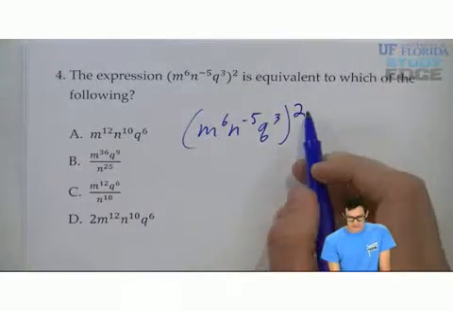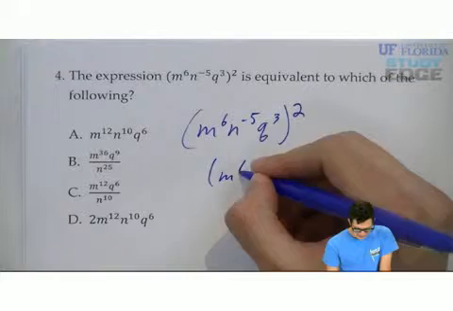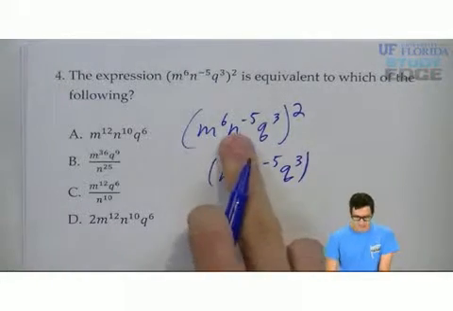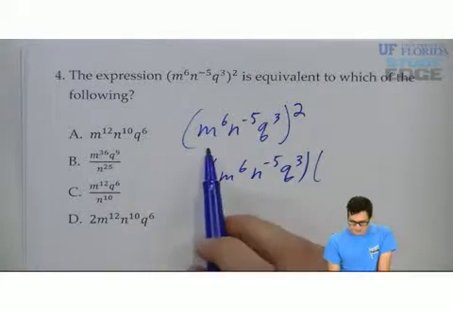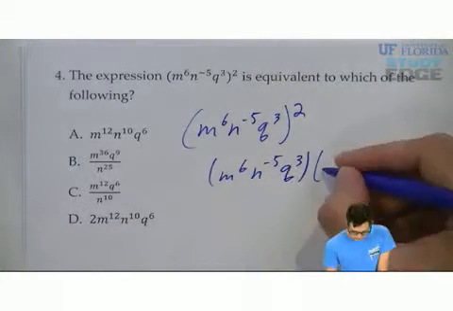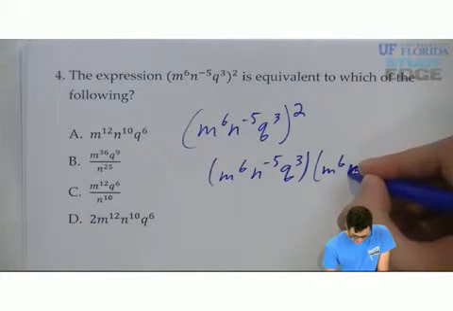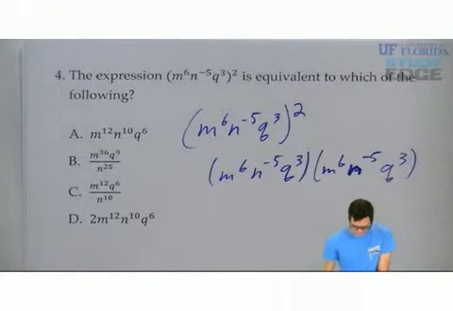And I have parentheses with an exponent on them. So what that really means is I'm doing m to the 6th, n to the negative 5th, q to the 3rd, and I'm multiplying it by itself twice. So I'm multiplying once by itself, but I have 2 of these terms. I could actually write it again: m to the 6th, n to the negative 5th, and q to the 3rd.